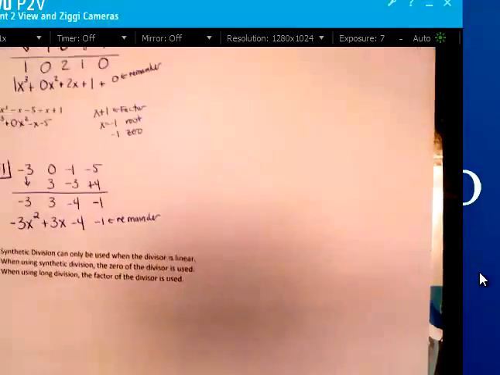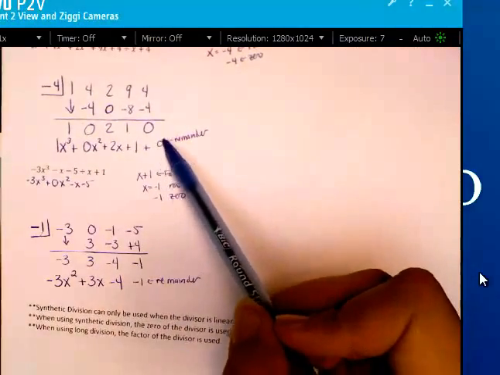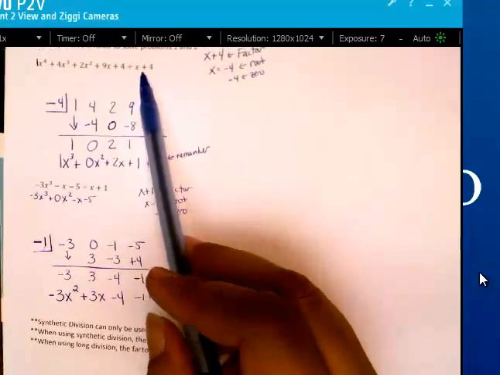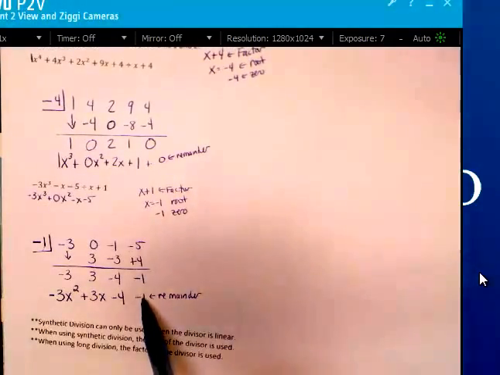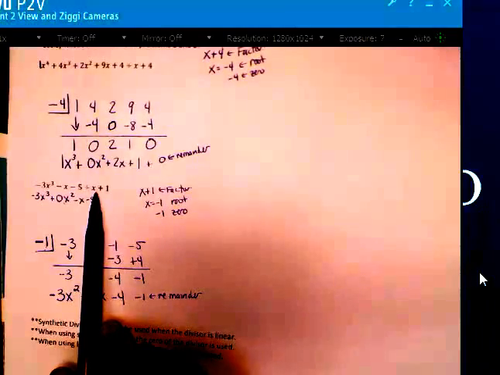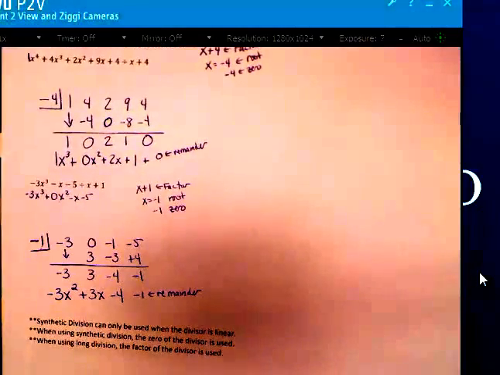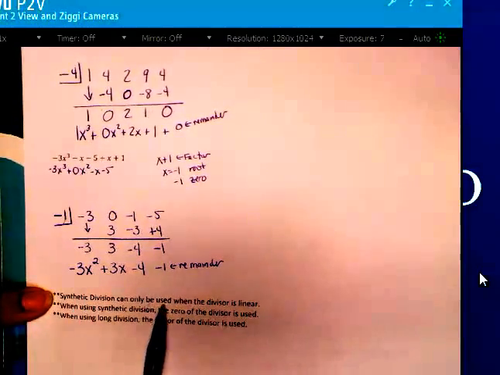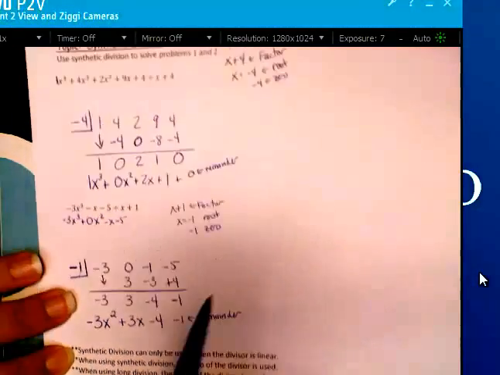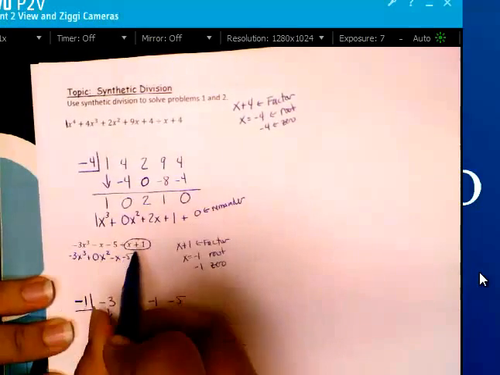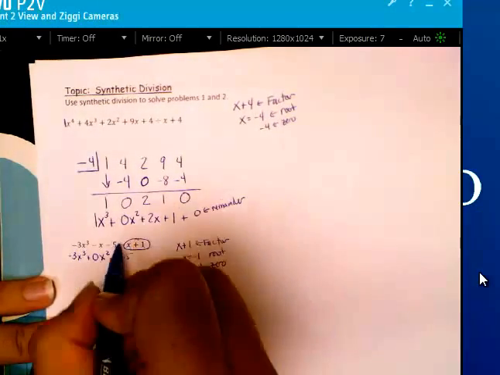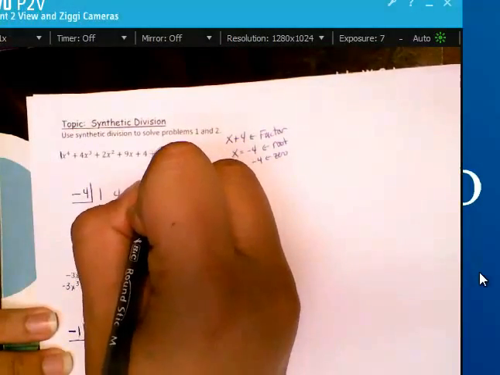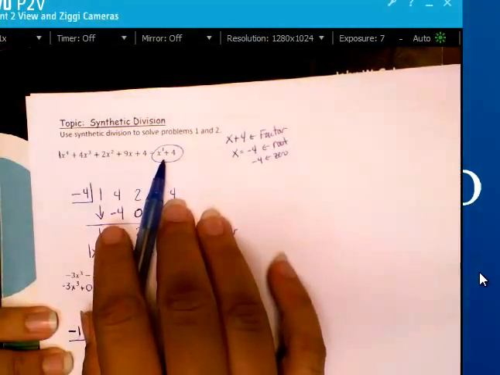We can still do the same idea that if this remainder is 0, that means that x plus 4 is a factor. Here, if our remainder is not 0, that means that x plus 1 is not a factor. So that's your synthetic division. Some things to note with synthetic division is that it can only be used when the divisor is linear. So notice here, this x plus 1, the power on the x is just 1, meaning it's linear. Up here, this x plus 4 has a power of 1, which means that it's linear.